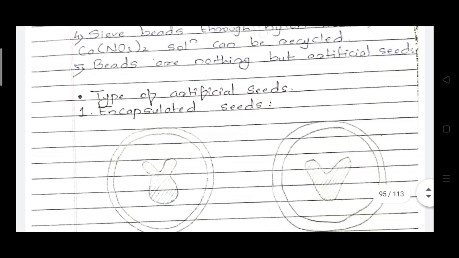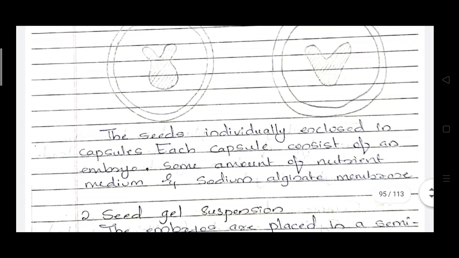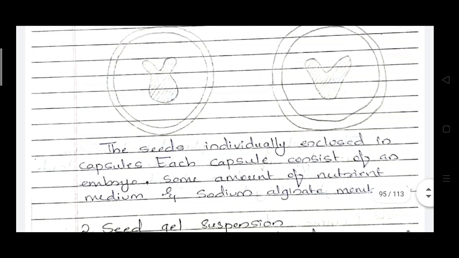And then the next point is the types of artificial seeds. The first one is the encapsulated seeds. The seeds are individually enclosed in a capsule. Each capsule consists of an embryo, some amount of nutrient medium, and a sodium alginate membrane.